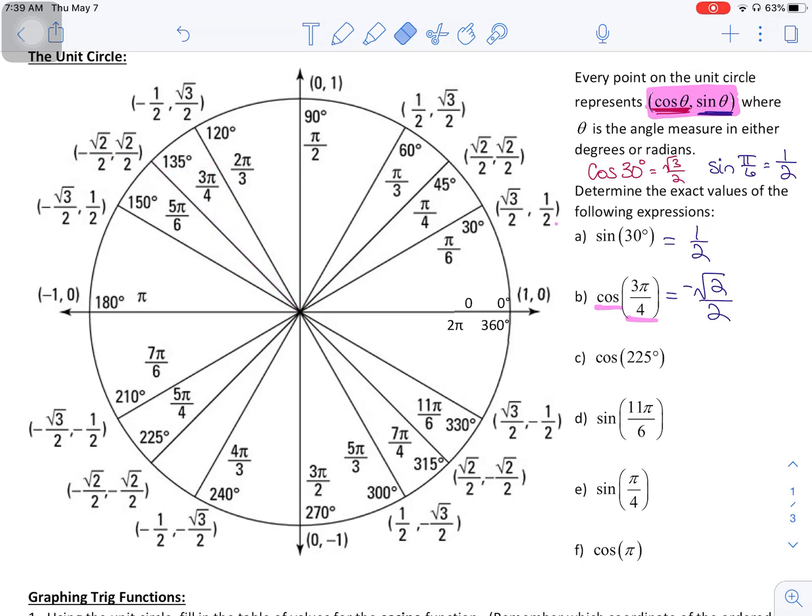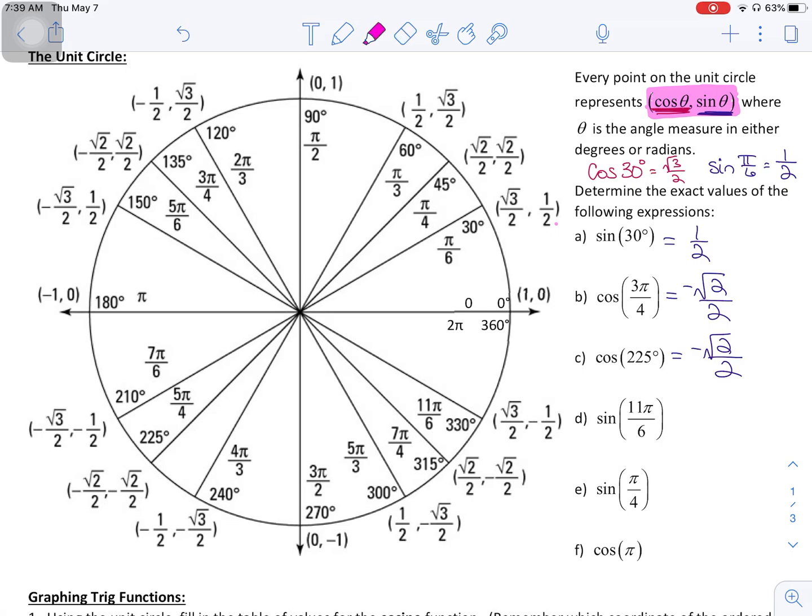And I keep deleting out my highlighter so that it's not getting all confusing as I try and answer more of these questions. All right, so cosine of 225 degrees, I'm going to follow my rotation down here. Here is 225 degrees. It's on this line of the unit circle. I'm looking for cosine. Cosine is the x value. So cosine is negative root 2 over 2.